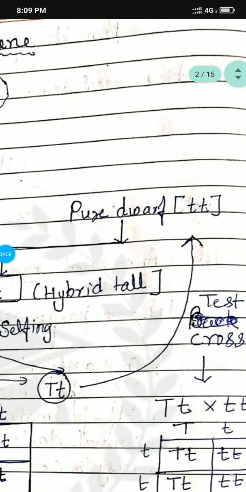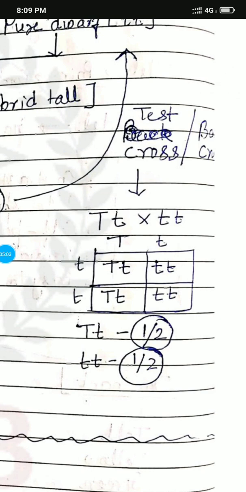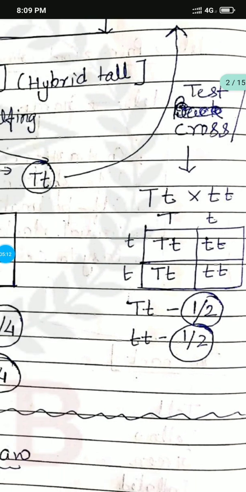So capital T crossed with small t, then the result is capital T small t, heterozygous dominant, 50%, and small t recessive is also coming 50%.